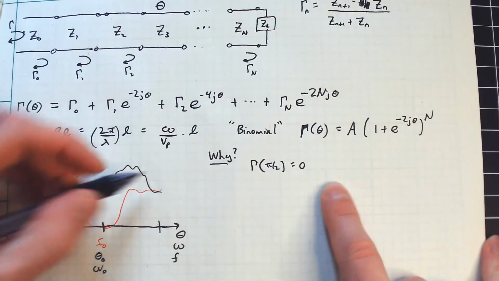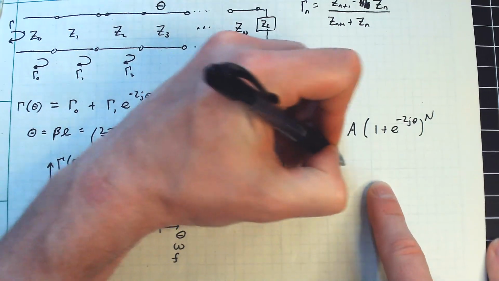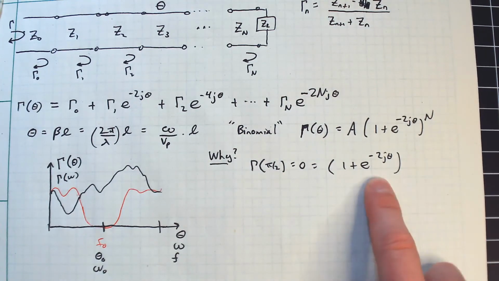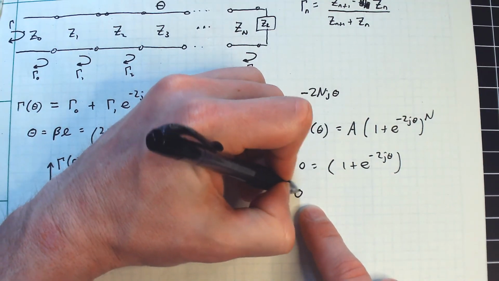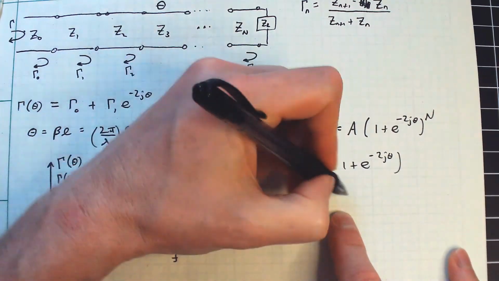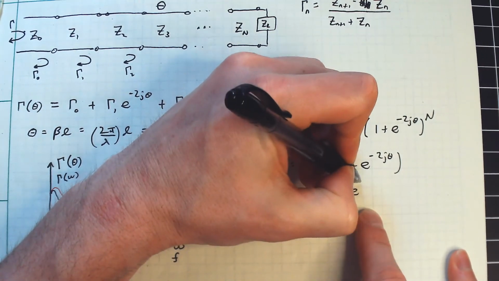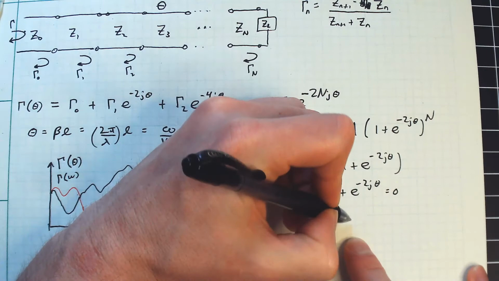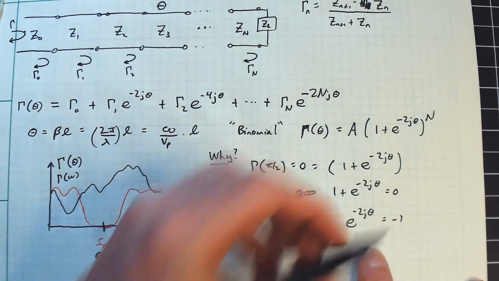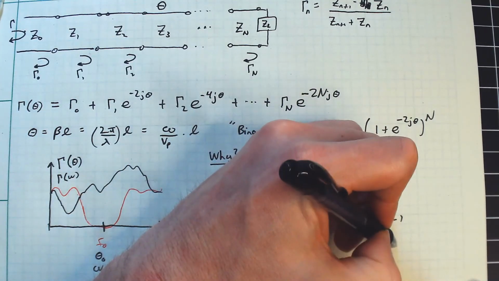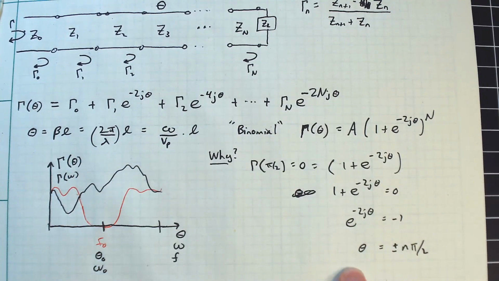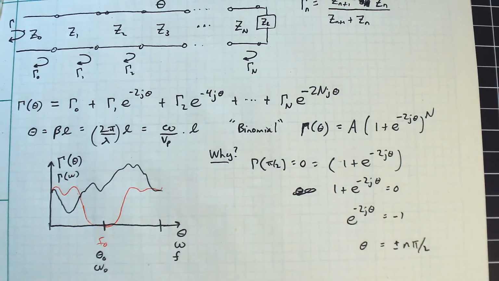Okay, because you can see if I just set all of this to 0, you'll basically find that 1 plus e to the minus 2j theta has to be 0 in order to satisfy that. And you find that this will occur when theta is equal to pi over 2, right? So we'll do that derivation real quick. So you have 1 plus e to the minus 2j theta is equal to 0. So e to the minus 2j theta is equal to negative 1. And that occurs when theta is basically plus or minus n pi over 2, right? Because I multiply that by 2, and then I'll get a negative 1 for my phase.